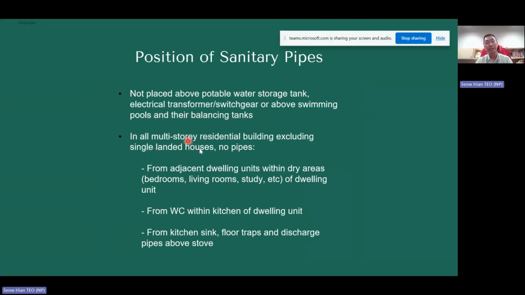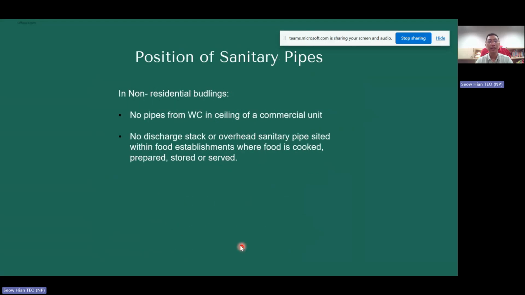So the position of pipes placed above potable water, electrical transformer, from a swimming pool to their balancing tank. And in all multi-story residential, there's no pipe. It can be adjacent to the dwelling system. Then from the WC, your wash closet within the kitchen, or it can be from a kitchen sink. So for non-residential buildings, no pipes from the WC in the ceiling of a commercial unit.